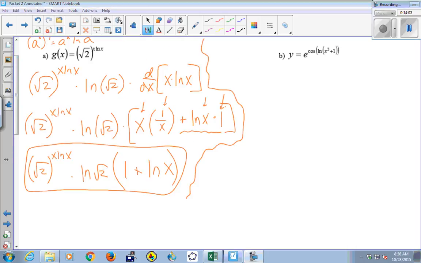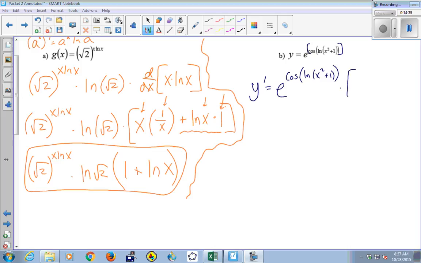All right. y is e to the cosine of the ln of x squared plus 1. That's a lot of compositions. So I'm going to be using the chain rule over and over and over again. But the main derivative rule is that this is e to some stuff, right? So that's the first rule I'm going to apply. The derivative of e to some stuff is e to the stuff. But then I still have to multiply by the derivative of the stuff.